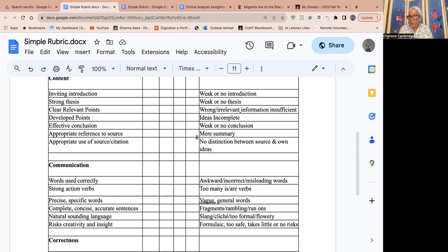Appropriate reference to source. You just summarize whatever the source said. You don't refer to it and make the points your own. You just repeat. Appropriate use of source citation. No distinction between what the person said and what you said. You just cut and paste it in there as if it was your idea in the first place.